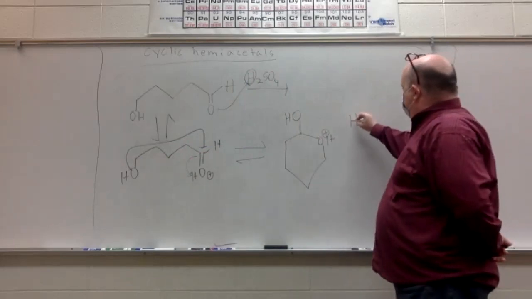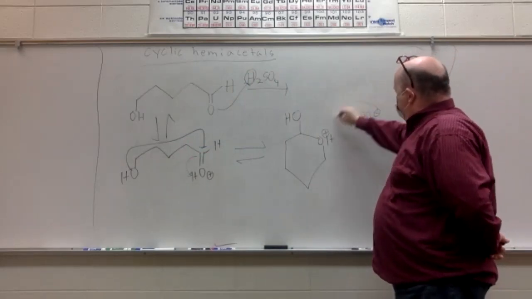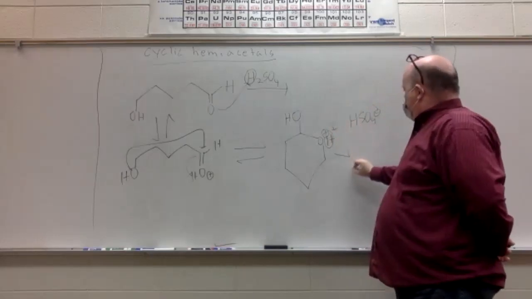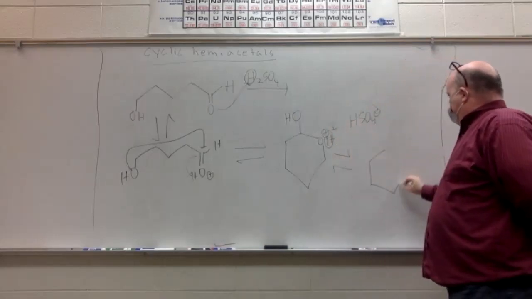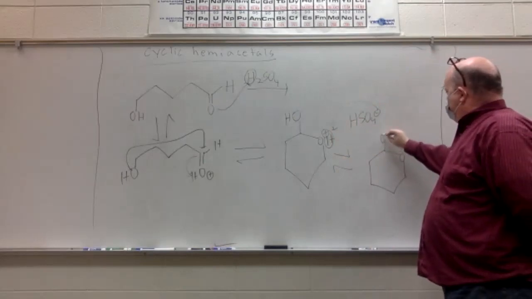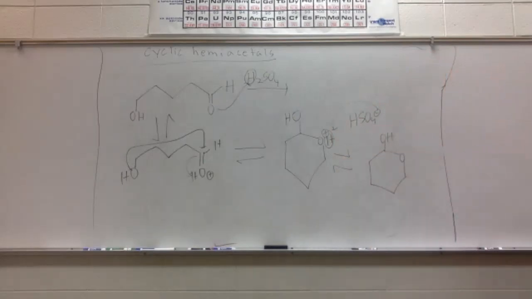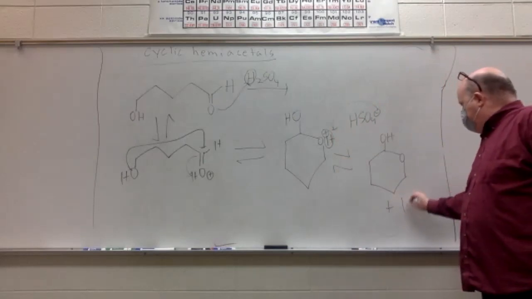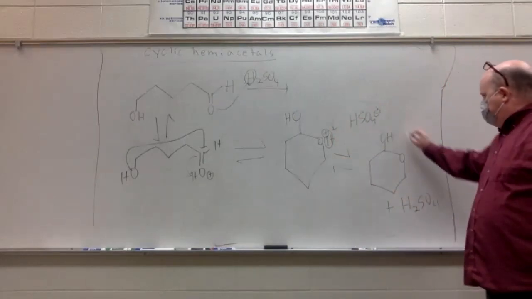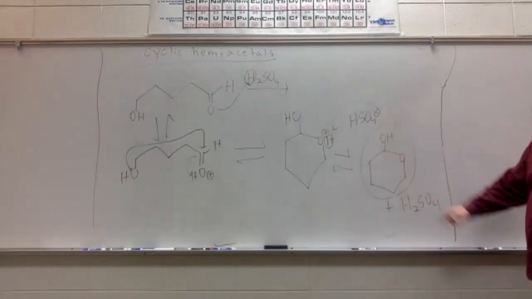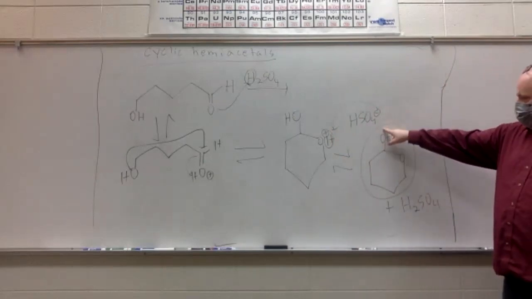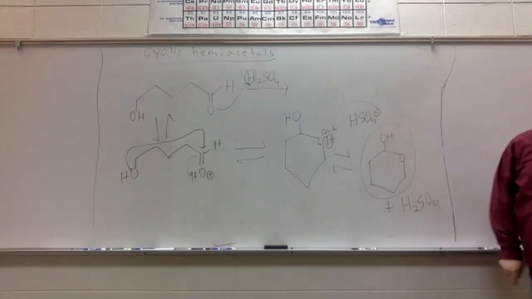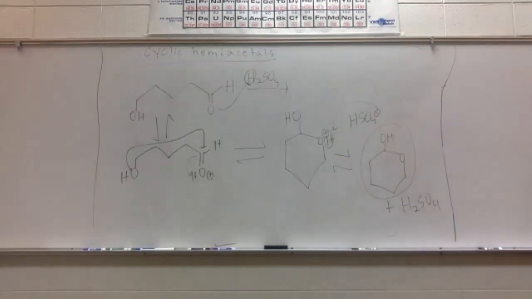Last step, it's just simply deprotonation. And boom, you've got your cyclic hemiacetal. All right, hemiacetal because this carbon has 1 OH and 1 OR. So that's how you make them in the lab, right?